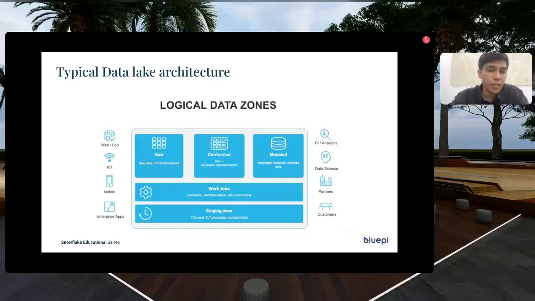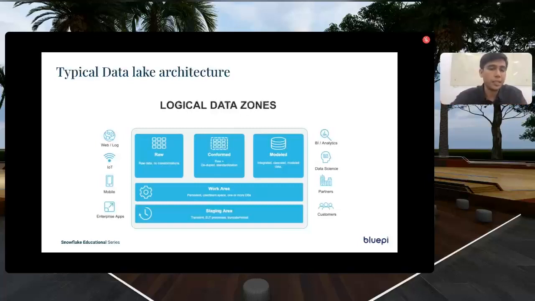So on the left, if you can see, you have your data sources, which are your OLTP databases. It can be your mobile application. It could be your web or log data as well. On the right of this diagram, you have your data consumers. Now, data consumers are your BI or analytics applications, your data science guys, or even your end customers as well. So there's a journey from your source system to your end user who does the data analysis.